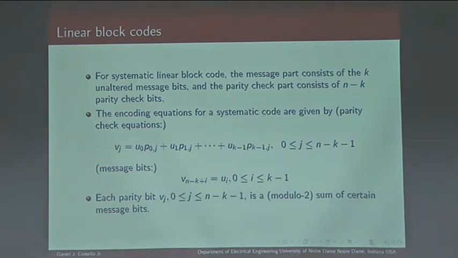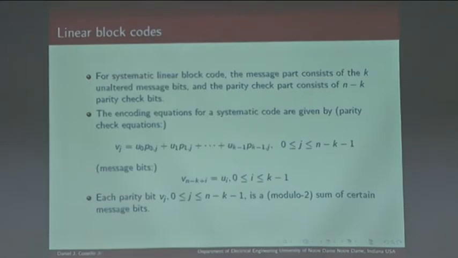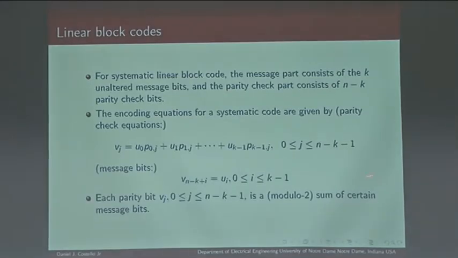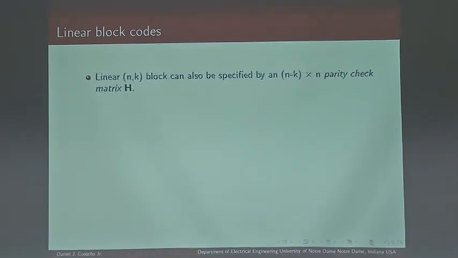Okay, and that's basically where you get your redundant bits. You have your message bits, and those are part of the code word, and then you form N minus K parity bits as linear combinations, or modulo 2 sums, of certain message bits. And certain means there are good ways of doing this and there are bad ways of doing this. So there are good generator matrices and there are bad generator matrices, and you'll hear more about this this afternoon.